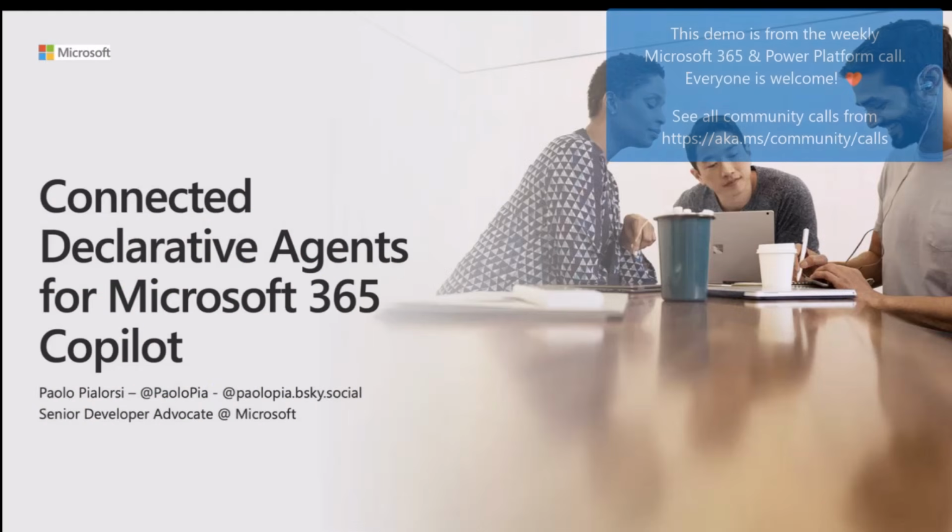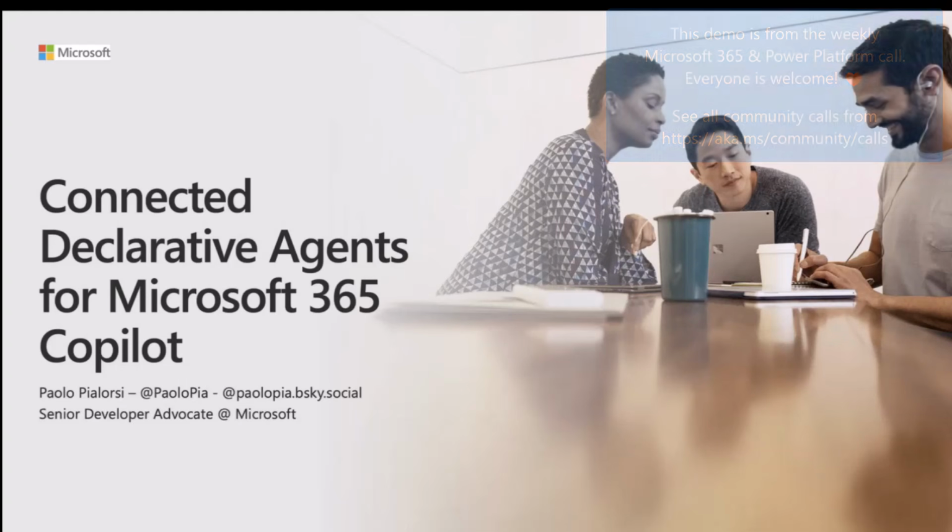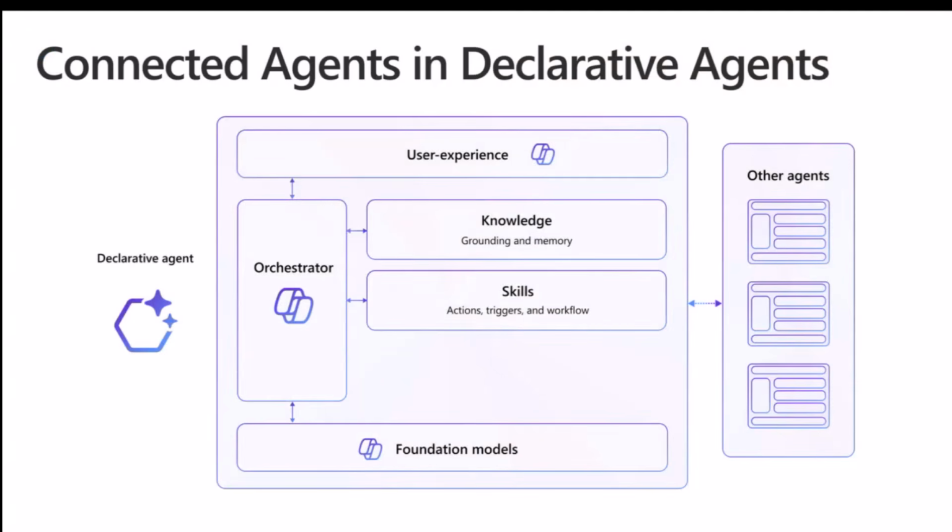Let's talk about connecting declarative agents for extending Microsoft 365 Copilot. Let's start by having a quick look at the architecture of declarative agents, where we have all of the foundational models available in Microsoft 365 Copilot, plus the orchestrator of Microsoft 365 Copilot and its user experience in the BizChat as part of the architecture of any declarative agent.